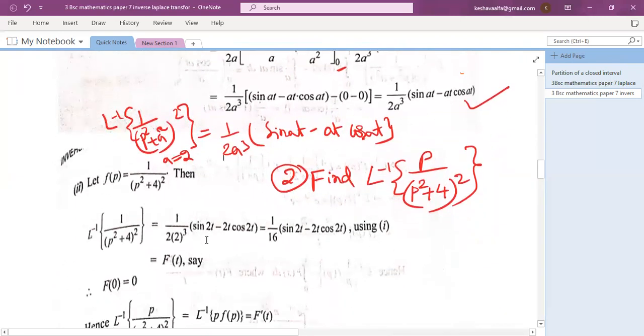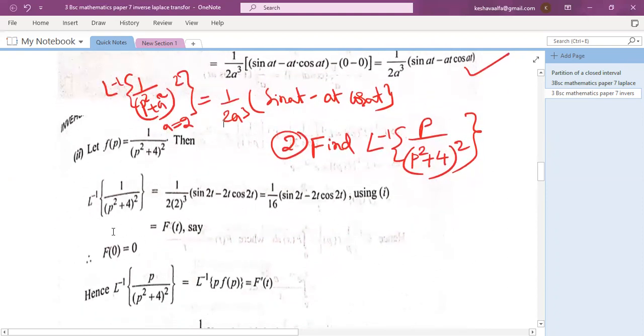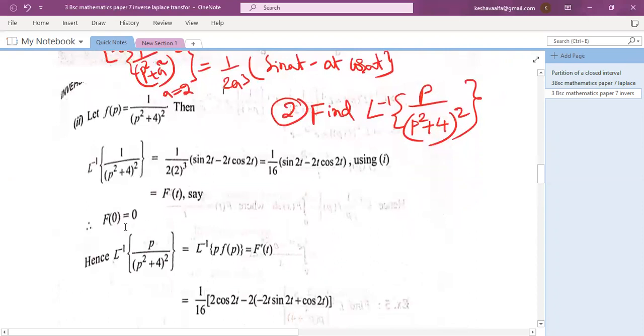No need to do all these things, just substitute a is equal to 2. We get the result, it's 1 by 16 (sin 2t minus 2t cos 2t). So this is our f of t. Now we know that f of 0 is 0.